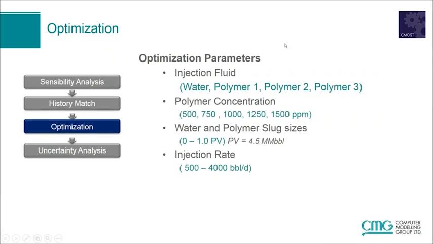So the parameters used for optimization were the injection fluid, the 3 different polymers. Also, we included water there to make sure that we were making money as compared to just straight water injection. Polymer concentration was varied. Those 5 different concentrations were used. The water and polymer slug sizes were changed, and the injection rate was changed.